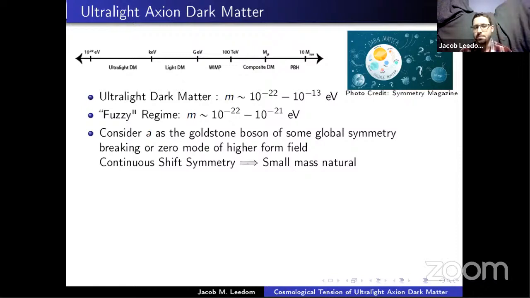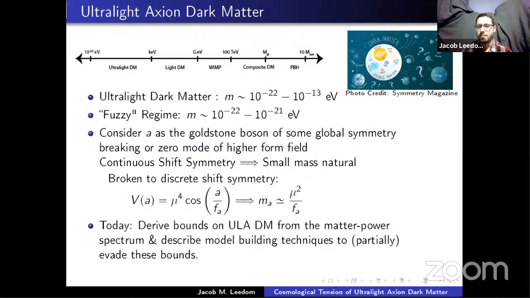This boson is going to be an axion, and so I would consider this dark matter particle to be the Goldstone boson that results from the breaking of some global symmetry, or perhaps the zero form of some higher form field. And of course, the benefit here is that this field will have a continuous shift symmetry, which will naturally give an explanation for its very small mass.